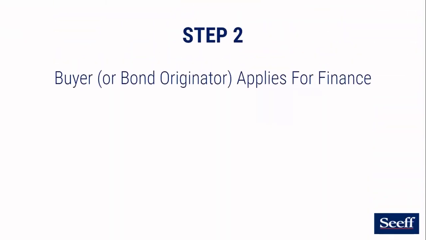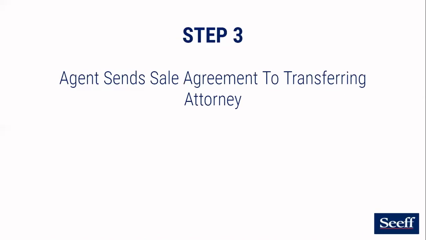Step 2. The buyer or the bond originator applies to the bank for finance. Step 3. The estate agent will send the sale agreement to the transferring attorney. Now, one of the 3 attorneys that will be appointed during this process. So if there is an existing bond over the property, the transferring attorney will then contact the seller's bank and request the original title deed and then also the cancellation figures. So the cancellation figures, that will be the figure that is required to settle the seller's bond.